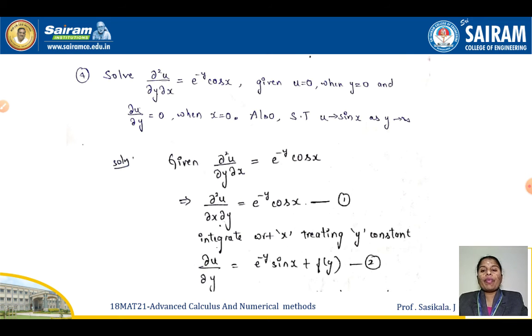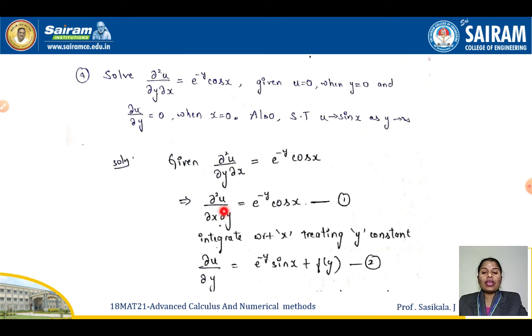Okay, so one more question. Dou square u by dou y dou x is equal to e power minus y cos x, given u is equal to 0 when y is equal to 0, and dou u by dou y is equal to 0 when x is equal to 0, and also show that u tends to sin x as y tends to infinity. Okay, so in this, u is a function of x and y, and it is a non-homogeneous equation. I'm going to choose direct integration: first with respect to x, then with respect to y, and I should also find the arbitrary function values. This is the question.